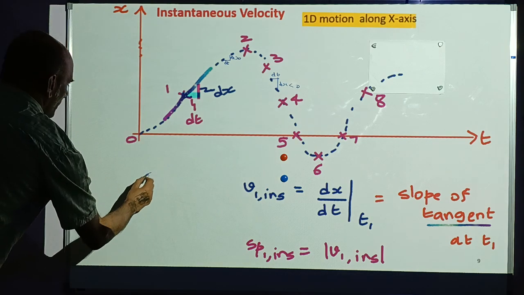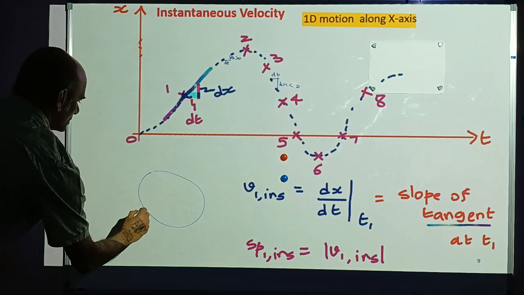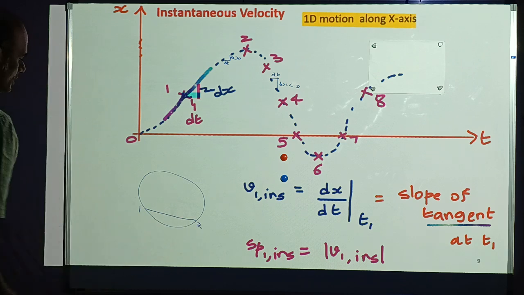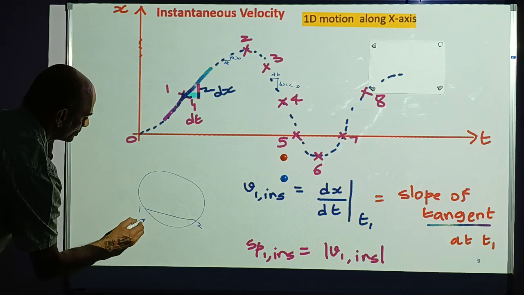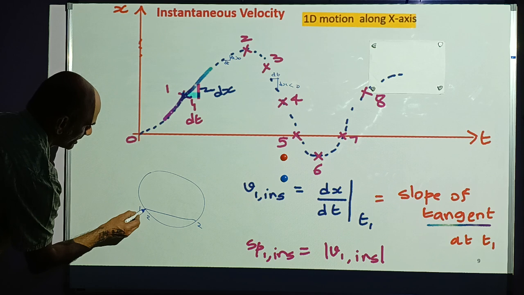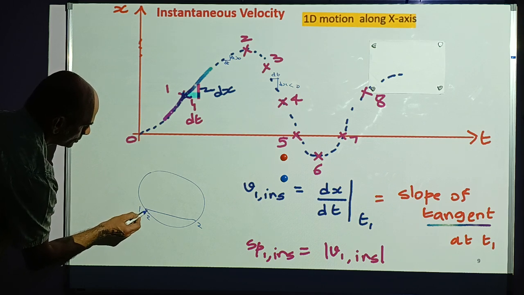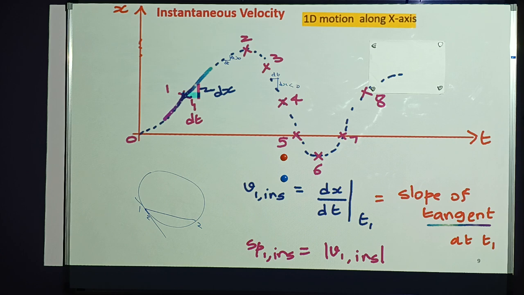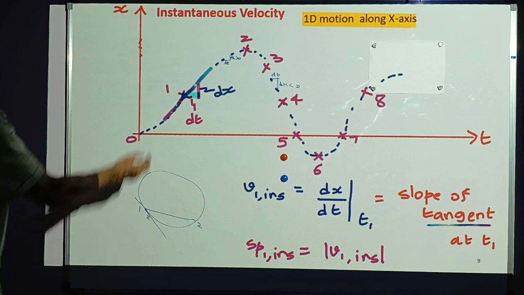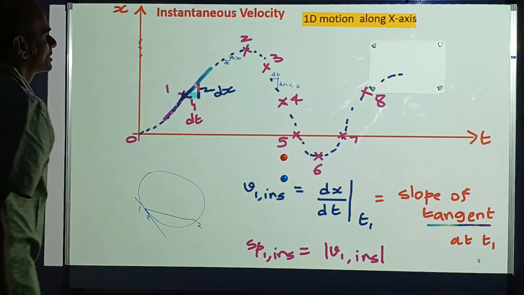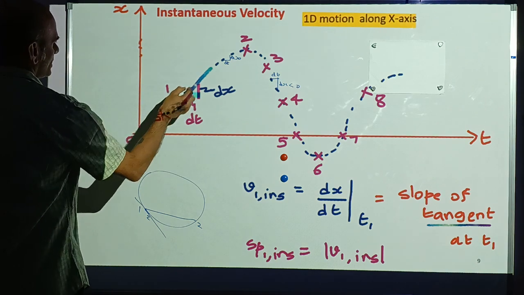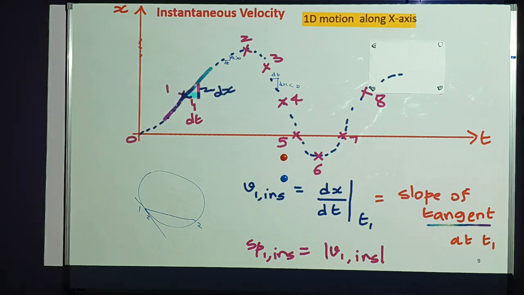For a circle, between points 1 and 2, this is the chord. But suppose this point 2 comes very close to this one. So this chord will become like this. And in the limit, the 2 will come here, and this chord will become a tangent. Tangent is a line which touches the circle at one point. So a tangent to a curve is a line which touches the curve at one point. Since the second point is very close to the first point, this secant will become a tangent.